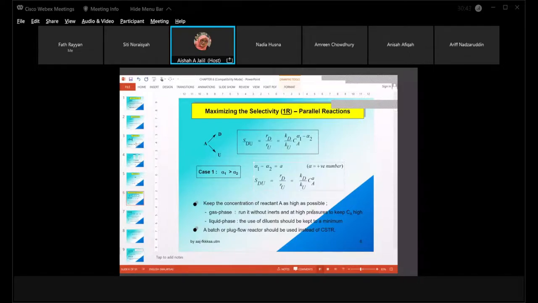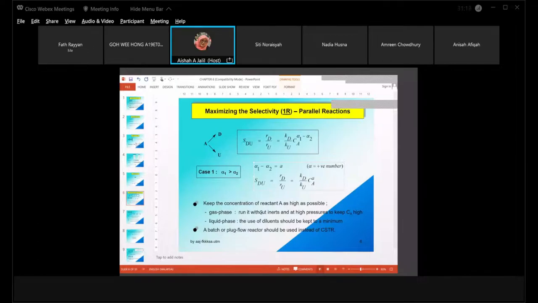High pressure is also one of the ways to keep the CA high, okay? You know P equals CRT. If you want the C higher, so the P must be high, right? P equals CRT. PV equals nRT, n over V equals C. So P equals CRT. So if you want the C higher, the pressure must be higher. That is for the gas phase, okay?